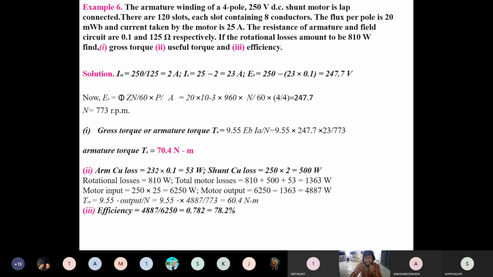Now determine, as usual, the back EMF. EB is equal to V minus IA RA, 250 minus 23 into 0.1. We are getting 247.7 volts, right? EB is equal to 247.7 volts.